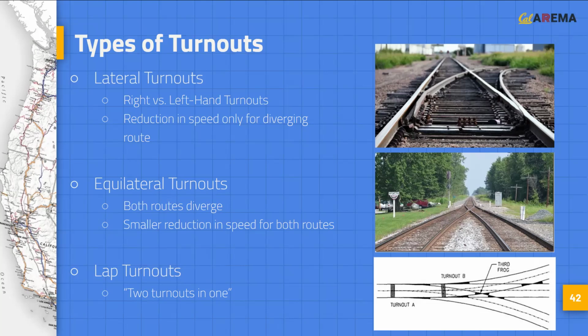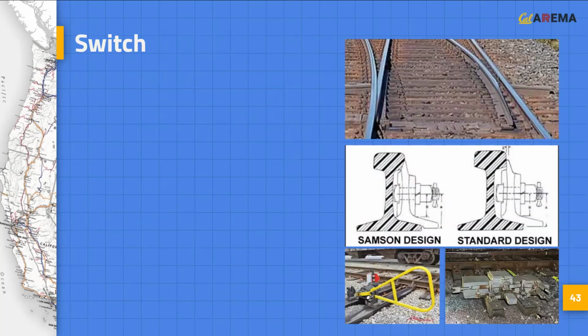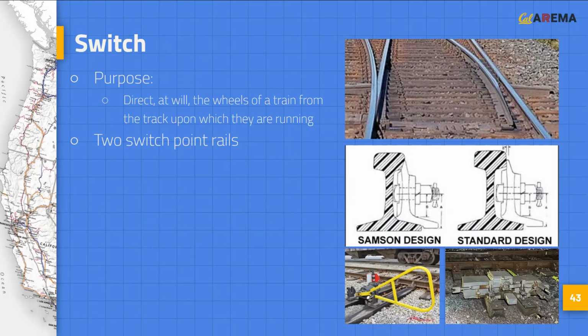Finally, lap turnouts are used in areas with limited space, such as hump yards, and contain two sets of switch points and three different frogs. As mentioned previously, the purpose of a switch is to direct at will the wheels of a train from the track upon which they are running. The switch itself consists of two switch point rails connected by switch rods, which are operated as a unit.